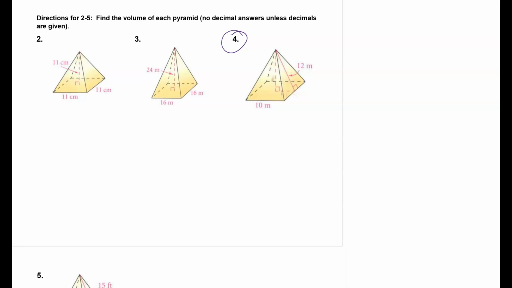So for instance, it says find the volume of each pyramid. It says no decimals unless decimals are given. So basically write this in simplest form. But we know the volume of a pyramid is area of the base of the pyramid times the height of the pyramid all over 3. But if you notice here, we don't know the height, but we can calculate it.